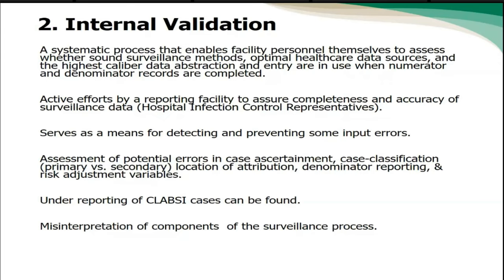It helps in the assessment of potential errors in case ascertainment, case classification, like primary versus secondary bloodstream infection, location of attribution, denominator reporting, and risk adjustment variables. Sometimes there is under-reporting for the CLABSI cases during the internal validation, for which the external validation is required. Sometimes there is misinterpretation of the components of the surveillance process during the internal validation, for which we have to be careful.